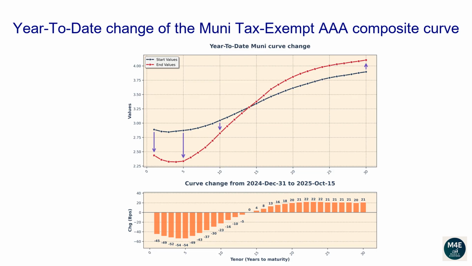The 1-year tenor changed -45 basis points. The 2-year tenor changed -49 basis points. The 5-year tenor changed -54 basis points. The 10-year tenor changed -23 basis points. The 20-year tenor changed 20 basis points. The 30-year tenor changed 21 basis points.